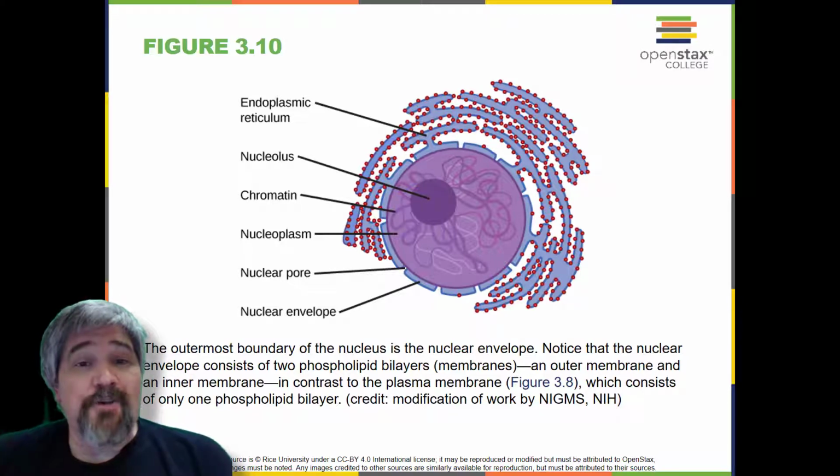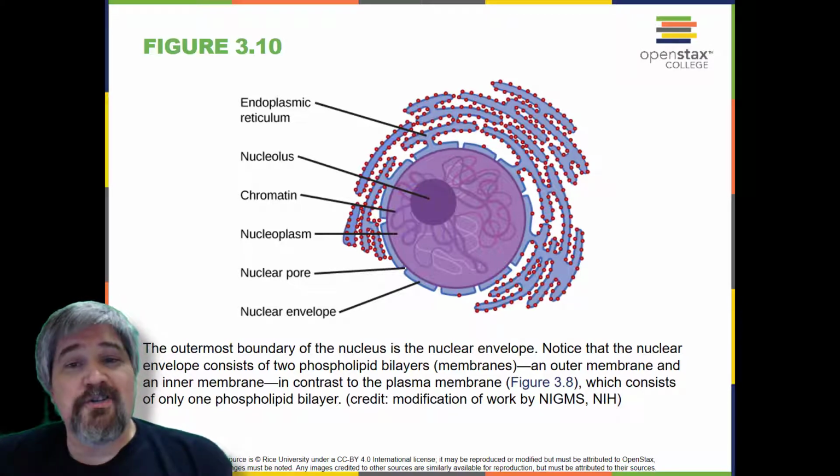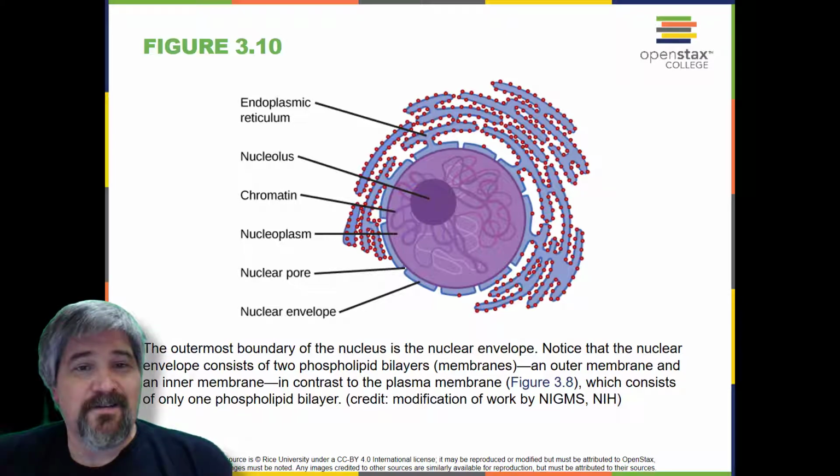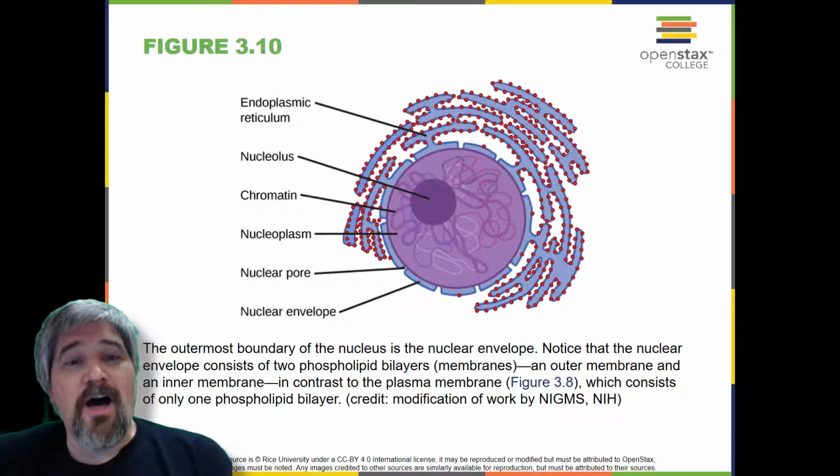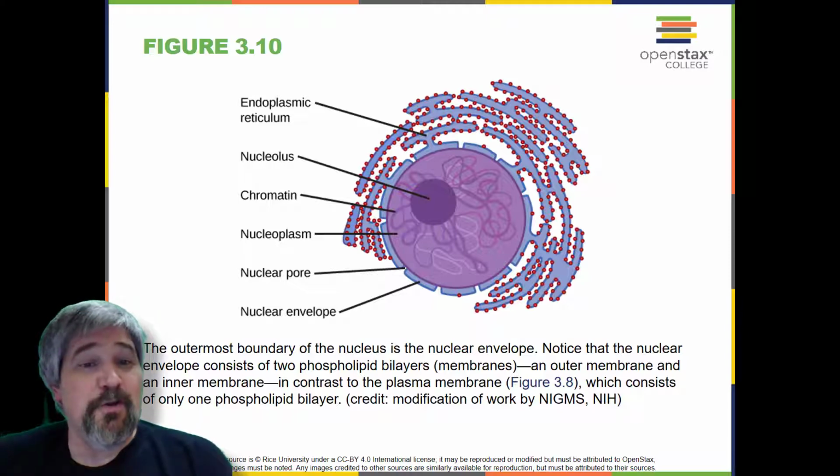The nuclear envelope is a double membrane structure that constitutes the outermost portion of the nucleus. Both the inner and the outer membranes of the nuclear envelope are phospholipid bilayers. The nuclear envelope is punctuated with pores that control the passage of ions, molecules, and RNA between the nucleoplasm and the cytoplasm.